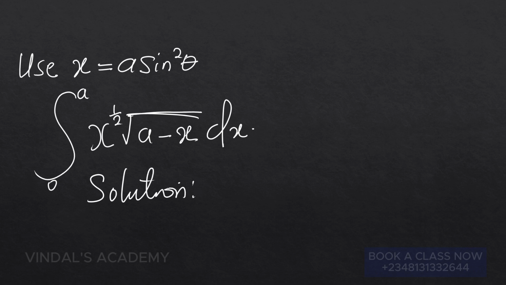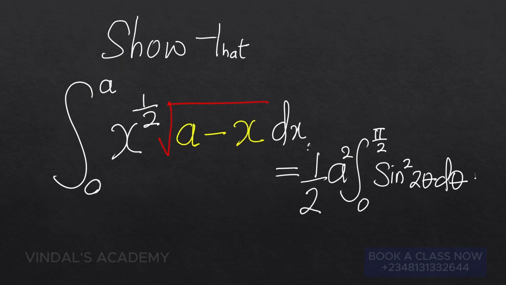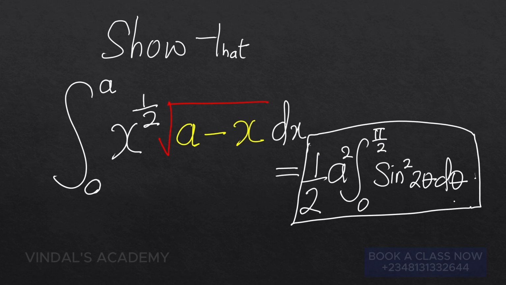Solution. I'm going to start by saying that we are given x equal to a sine squared theta. Now see the problem. What we are looking for, what we are asked to find, is all in theta. No one is in x. So I have to do something to remove this x. If I can remove this x, then it will be in theta. So look at what I mean.